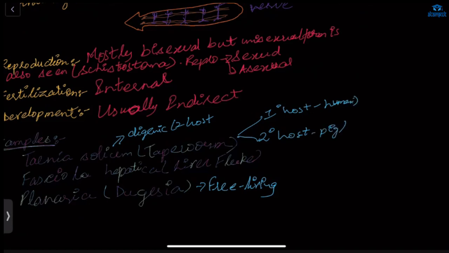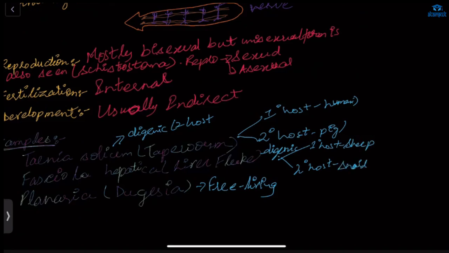Okay. Next, this liver fluke is also what? It is also digenic. Do host chahiye apne parasitic life ko complete karne ke liye. And primary host here will be sheep. That is why inko sheep liver fluke bhi bola jata hai. Secondary host will be snail.